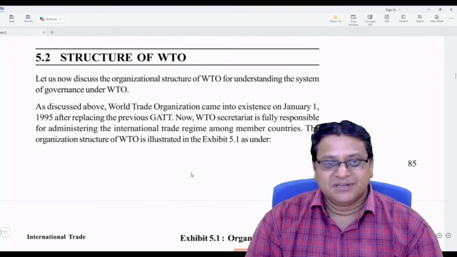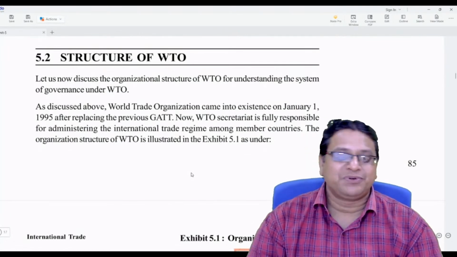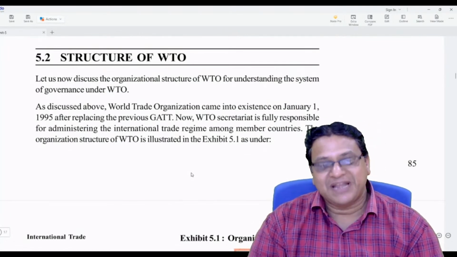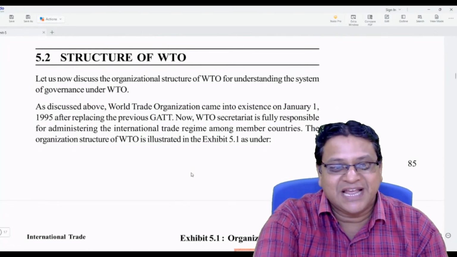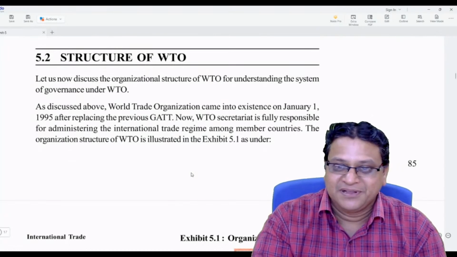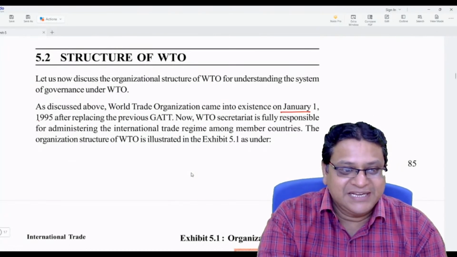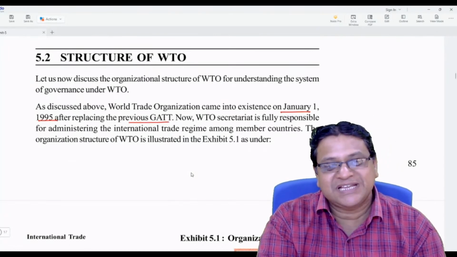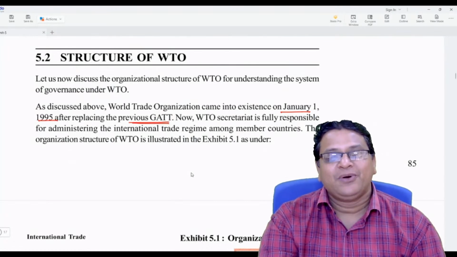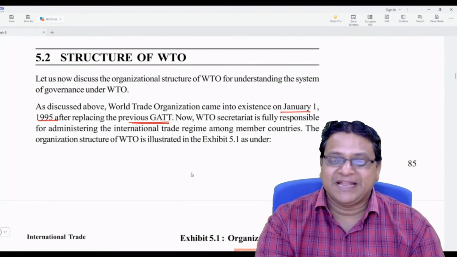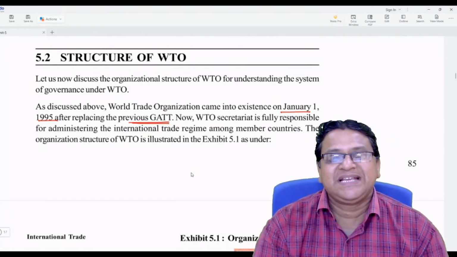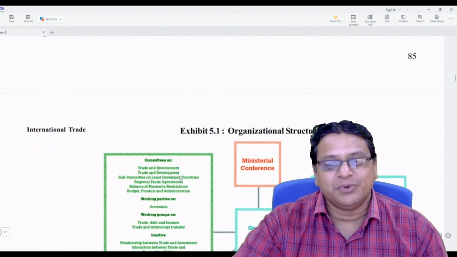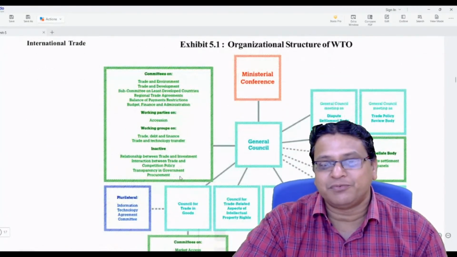Next, we will discuss the structure of WTO. How is WTO framed? I have already discussed that WTO came into existence on January 1, 1995, and it replaced the previous GATT agreement. Now WTO is a permanent institution. Today we will discuss the structure of WTO. What is the main structure of WTO?